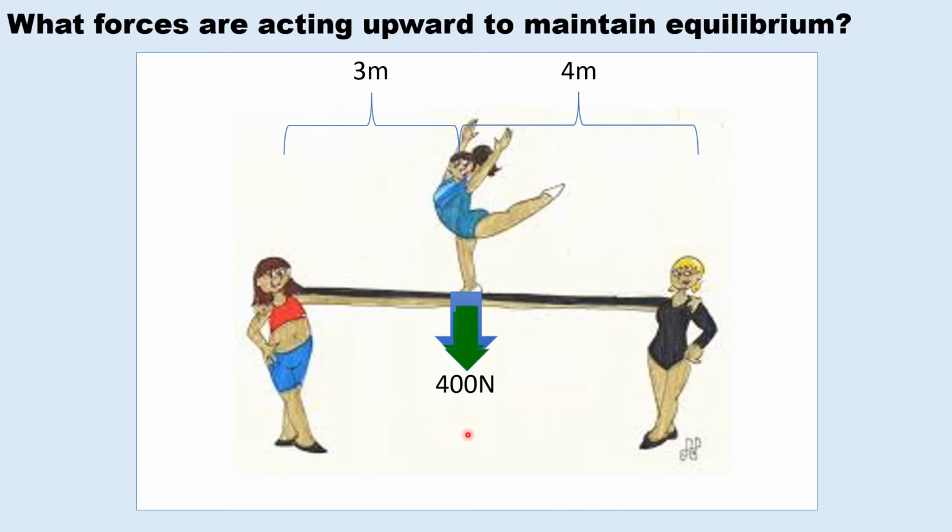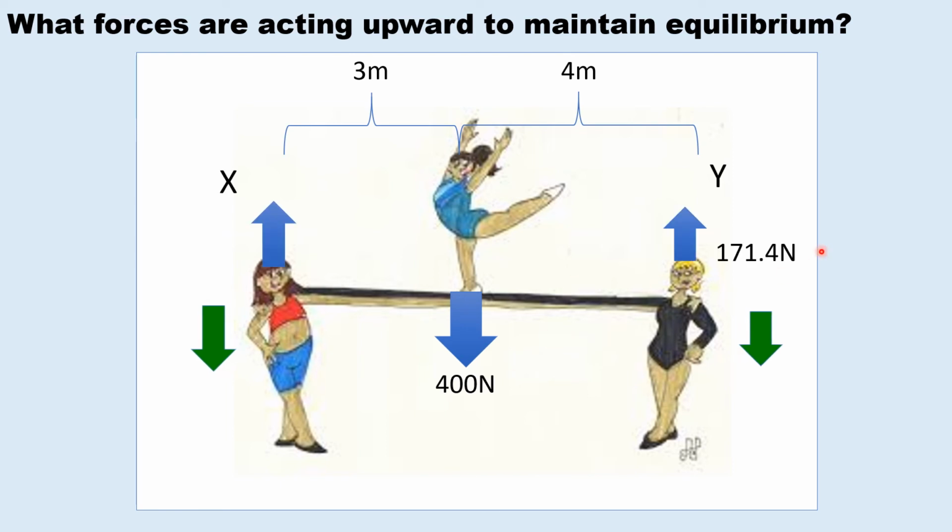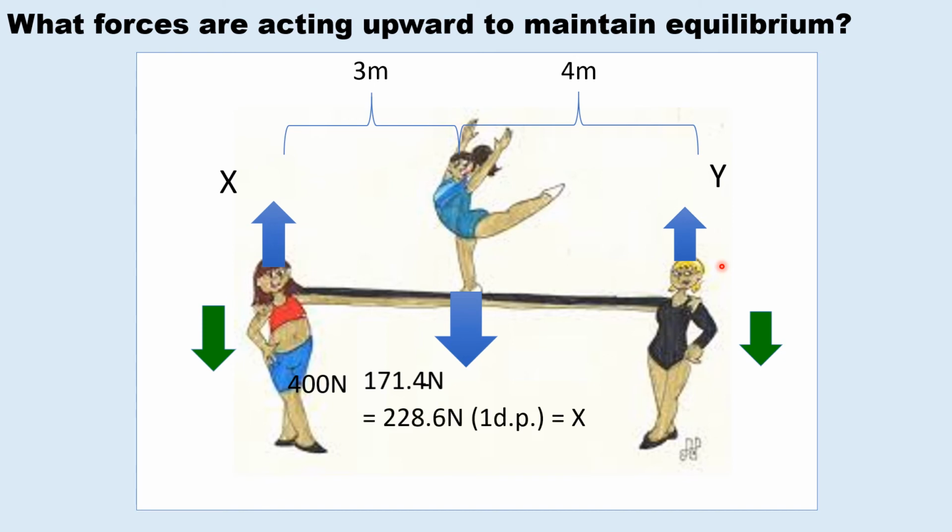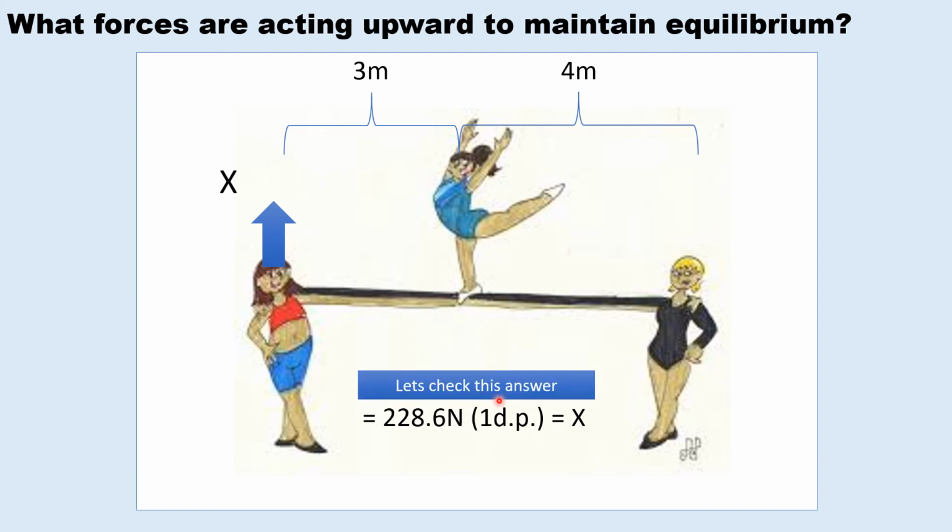So let's have a look a bit further. So again, we've got the arrows pointing down and the arrows going up. So this one's 171.4 newtons. My animations have got a bit funny. So you've got 400 newtons minus 171.4 newtons, and that is 228.6 newtons. So that is the force of X. So X is 228.6 newtons and Y is 171.4 newtons. So let's double check the answer.